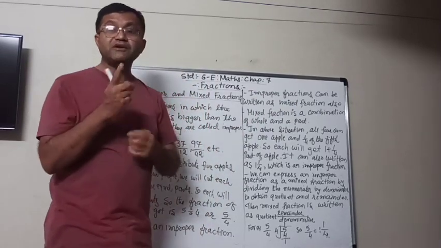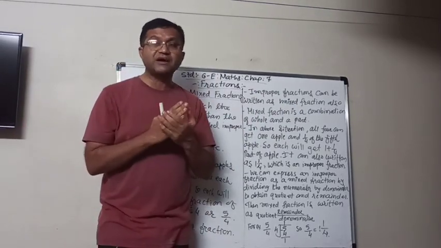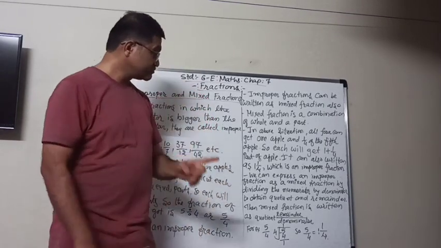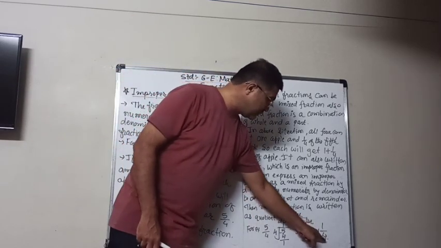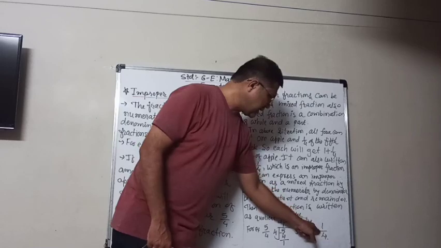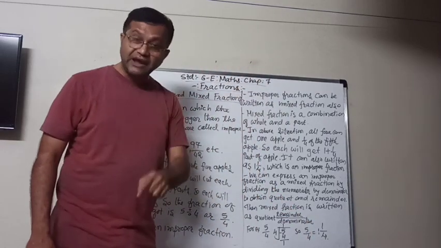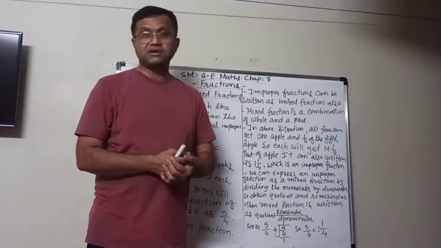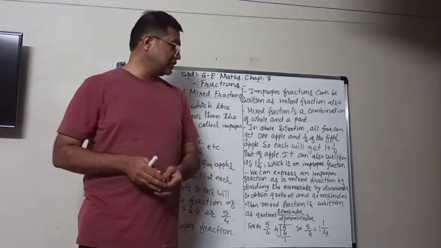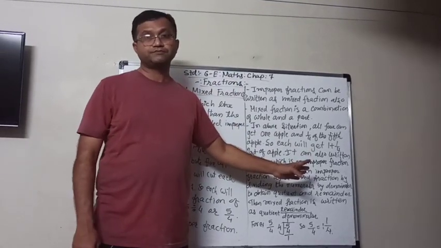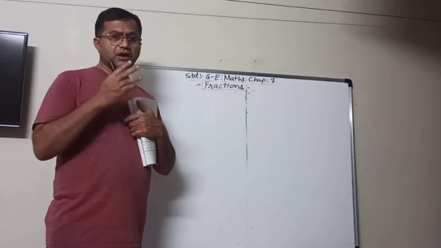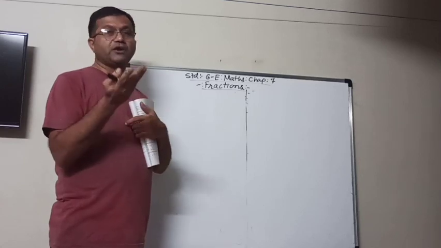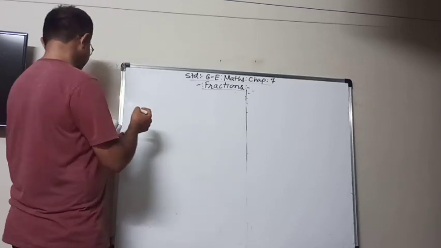And also we can do the reverse, means the mixed fraction can be converted into improper fraction also. Like how? Then we have to multiply the quotient and the denominator, and to that we have to add the remainder. Then we can convert the mixed fraction into improper fraction. So now let us understand some examples of converting mixed fraction to improper or improper to mixed fraction.